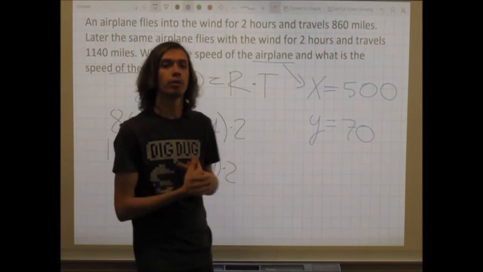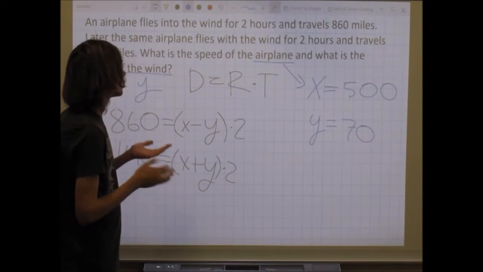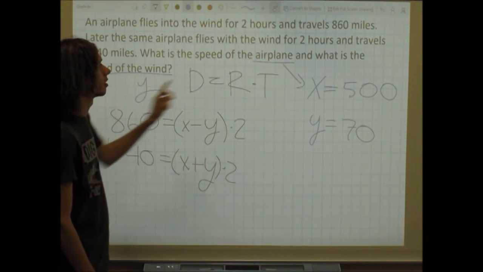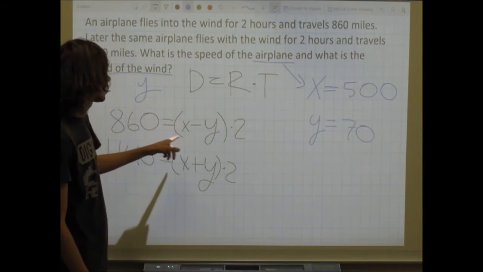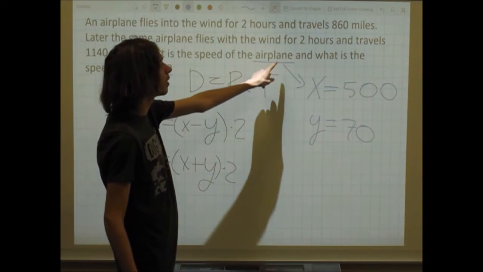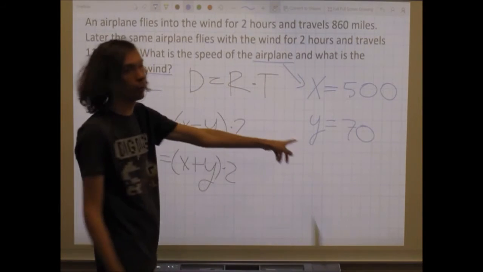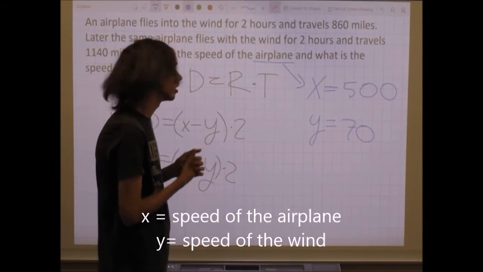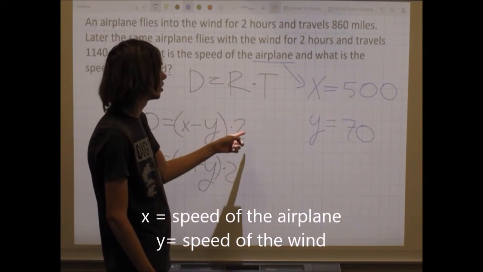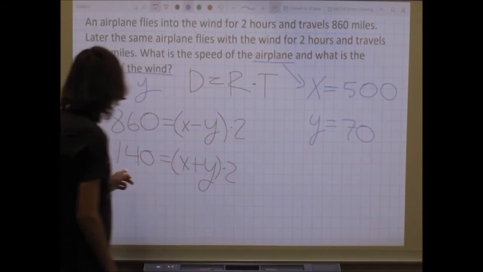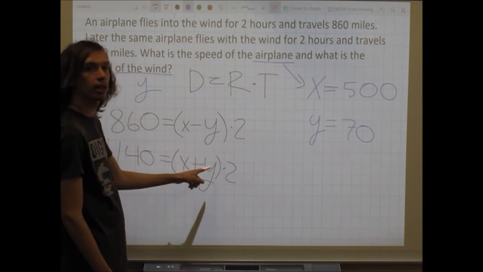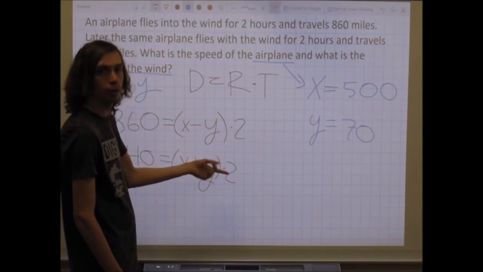Okay, hopefully you gave the problem a try. So really quick, just to show you, you should have set it up something like this. The 860 is the distance for the first scenario, and that's when you're going against the wind, so that should be x minus y, assuming you made the speed of the airplane x and the speed of the wind y. You could have made it any other letters if you wanted. So you'd have 860 equals x minus y times 2, right? 2 is the time, 2 hours in each case. And then the other distance was 1140, and that's when you're going with the wind, so that's x plus y, times the time, which was also 2.